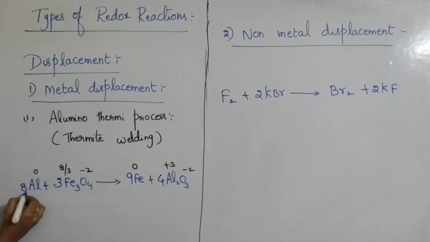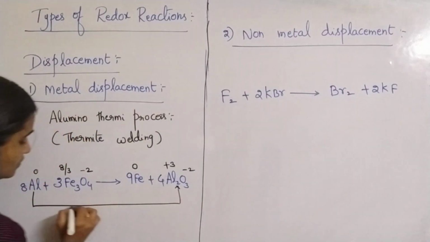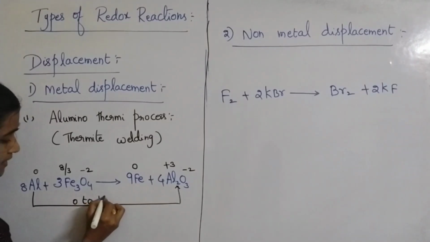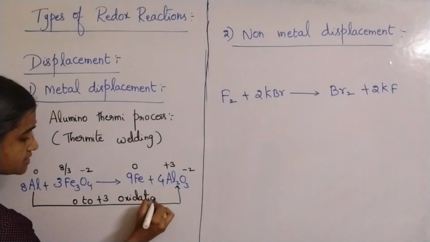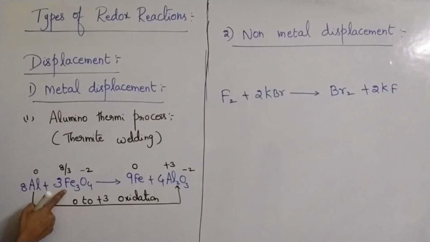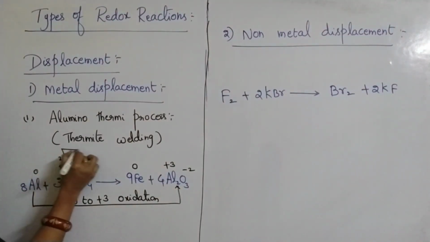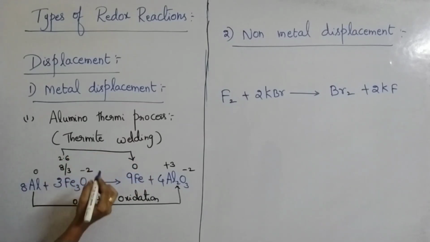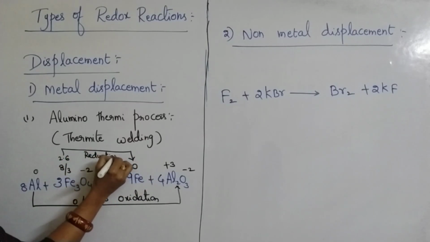Now if we compare, the aluminium oxidation number changes from 0 to +3. Okay, 0 to +3. That means oxidation happened here. Now you compare the oxidation number of iron: from 2.6 to 0, means reduction. 2.6 to 0, that's why it is reduction.